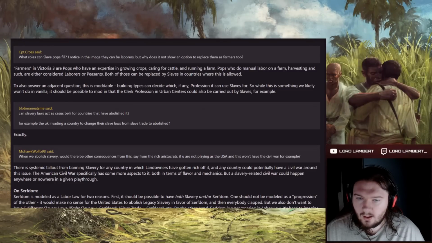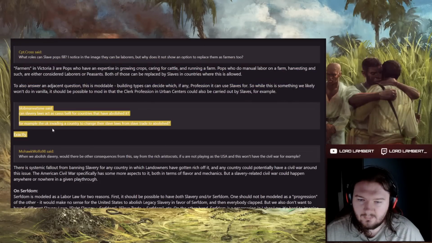Alright. Can slavery laws act as a casus belli for countries that have abolished it? For example, the UK invading a country to change their slave laws from slave trade to abolished. Yes. Perfect. Love it. Fantastic stuff.